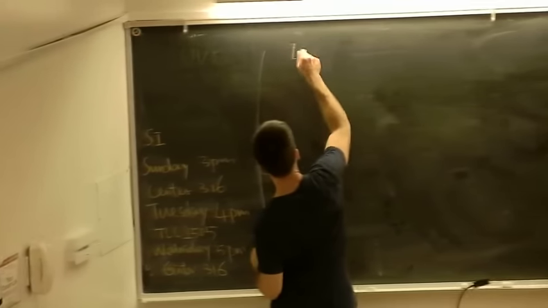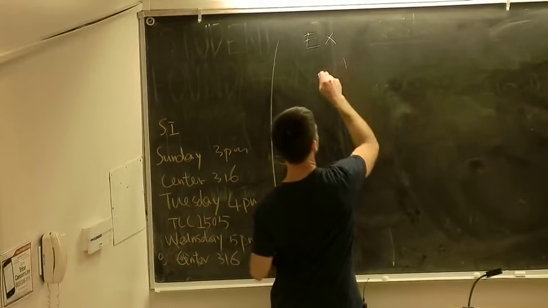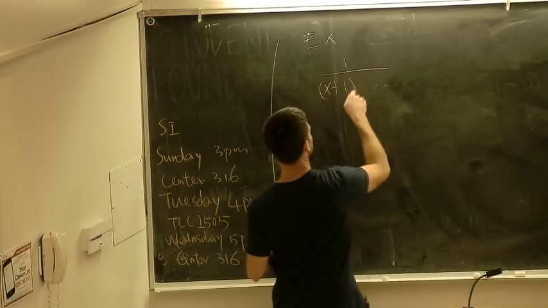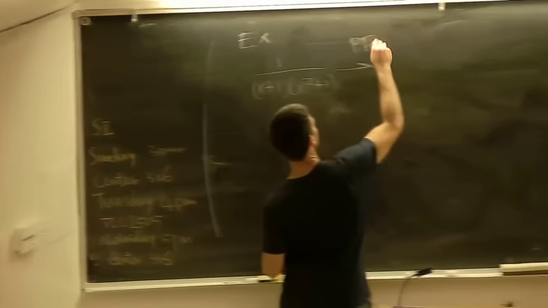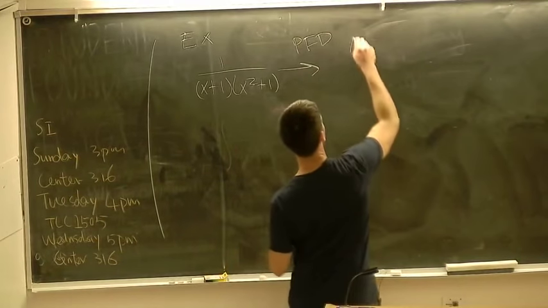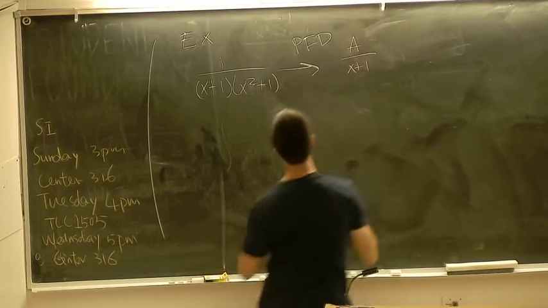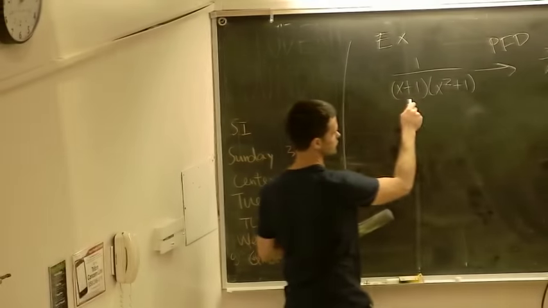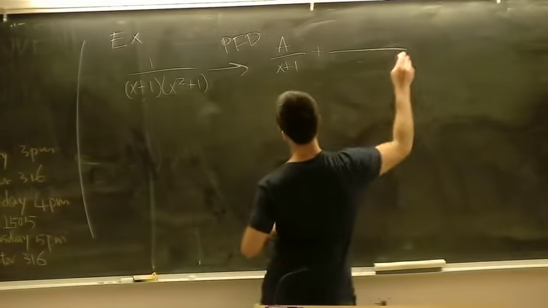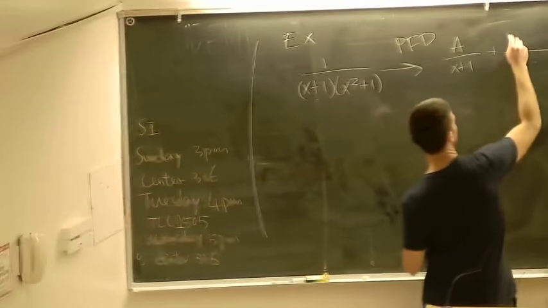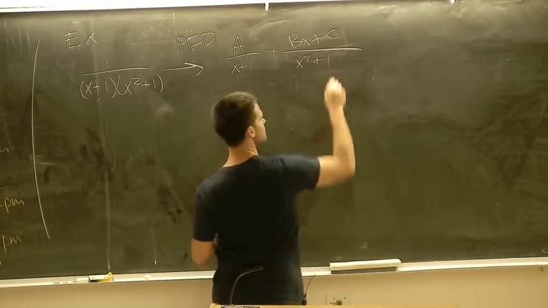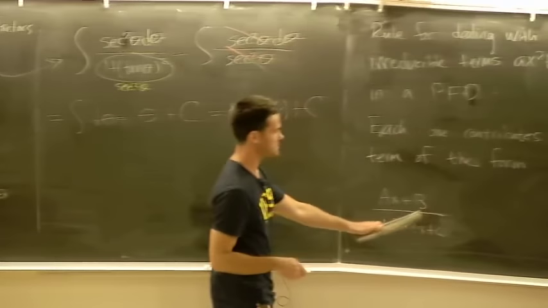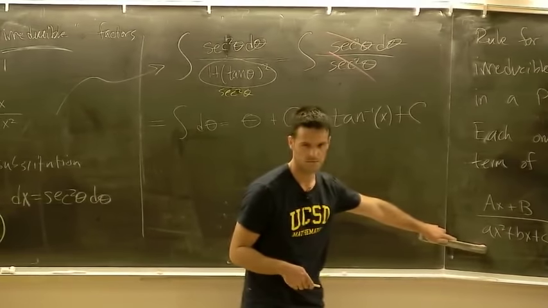So, for example, 1 over x plus 1, x squared plus 1 has a partial fraction decomposition: a over x plus 1 for this factor, as usual. And then for this irreducible factor, we'll need a bx plus c. Okay, so what I just said is exactly what I was telling you right here.